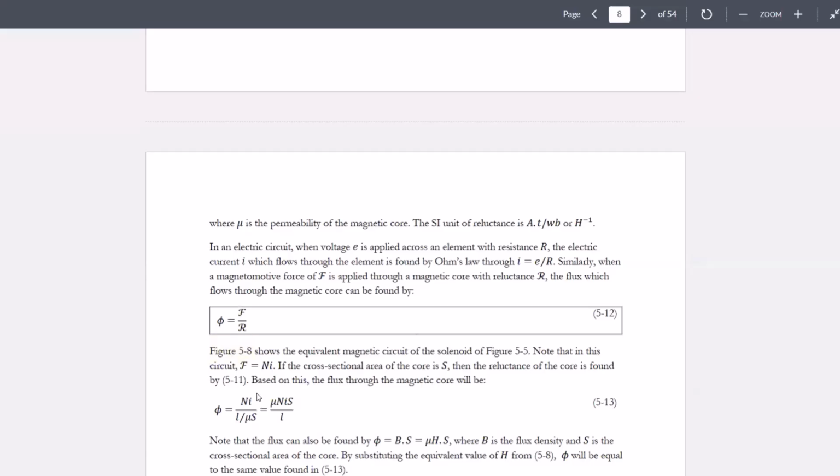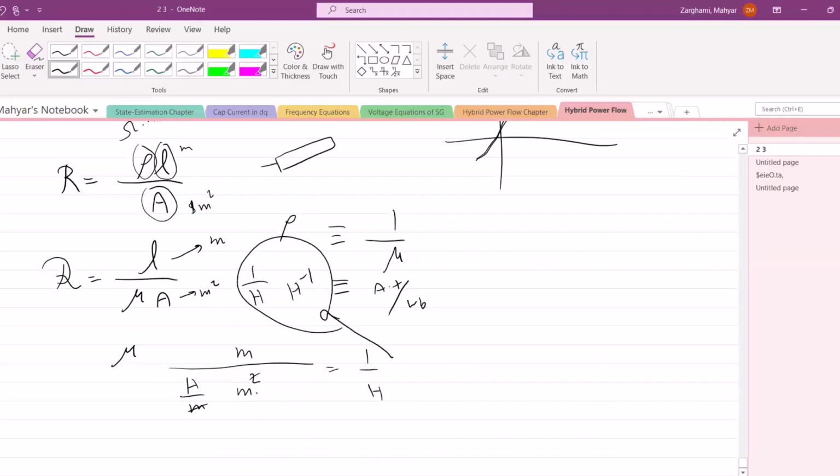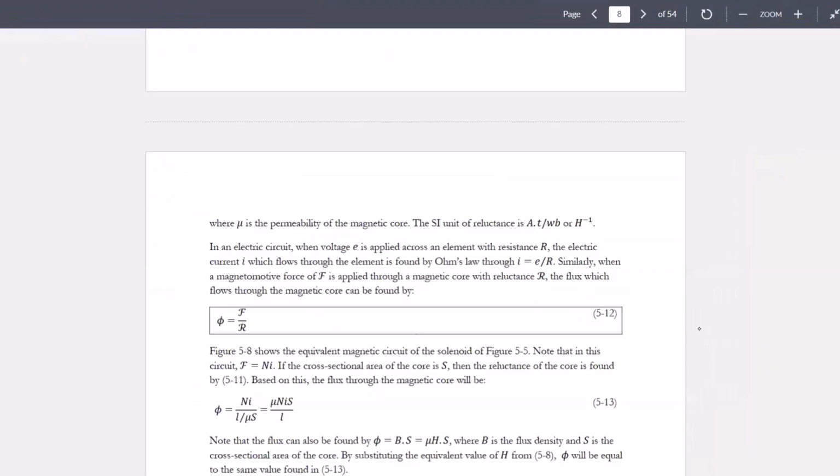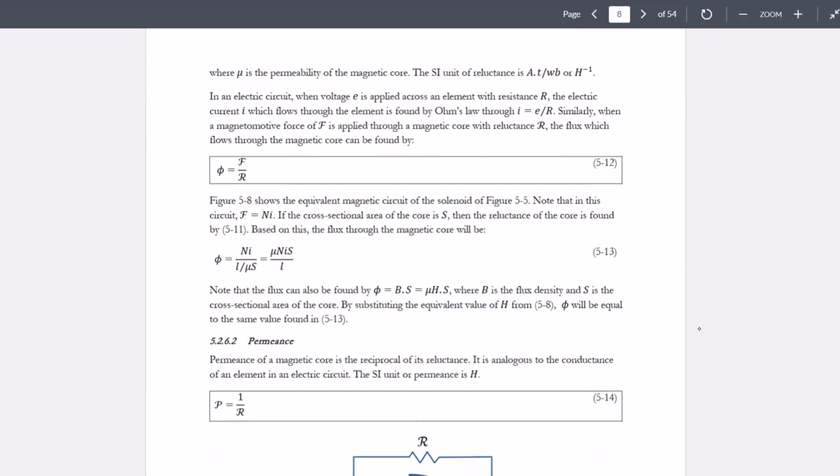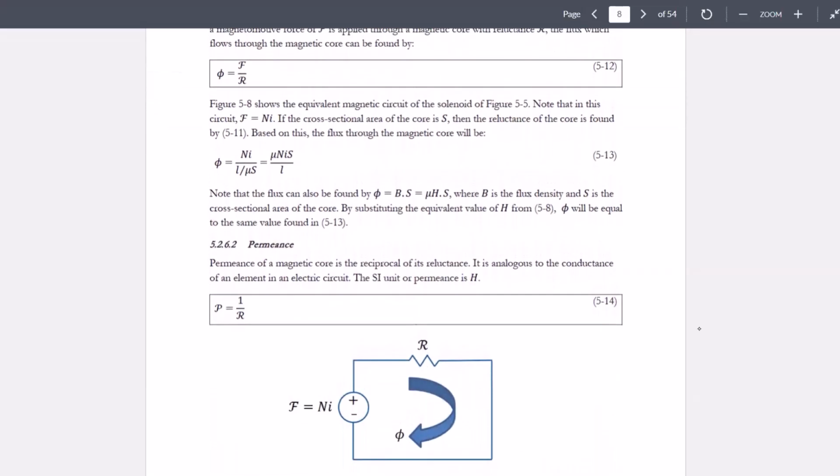This is similar to Ohm's law, where in Ohm's law you had I equal to V over R, right? So instead of I, you have phi; instead of V, you have your magnetomotive force, F; instead of R, you have your reluctance. This is the Ohm-like law that you have in magnetic circuits. Let's see. Figure 5.8 is showing the equivalent circuit of a solenoid.